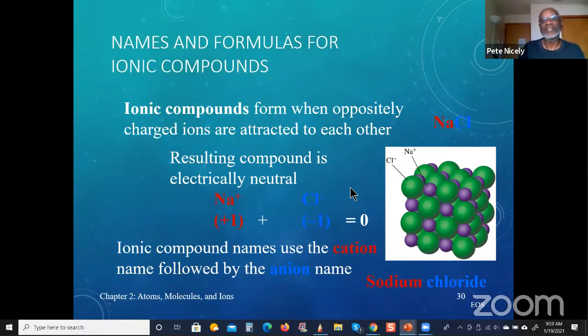And then when it comes to naming these compounds, we name the cation first, and then we follow with the anion name. So in the case of Na combining with Cl, the final name of that compound will be sodium chloride. So that's basically how we name these compounds, all right?